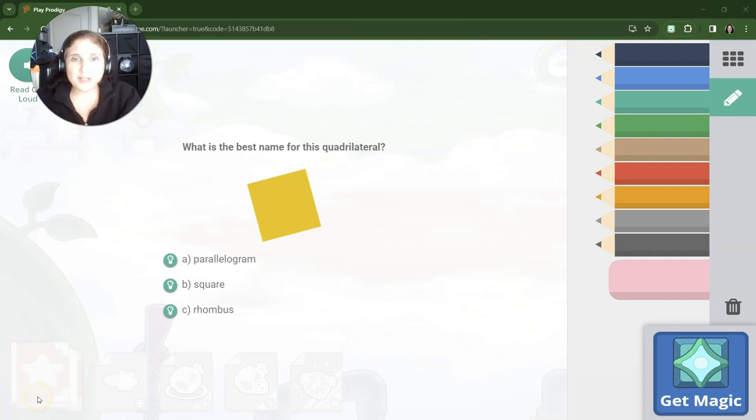We are doing third grade shapes, identifying shapes. So it says, what is the best name for this quadrilateral? Just a couple of things for you to remember. When we come over here, quadrilaterals always have four sides. So we know that all of these are four-sided shapes.